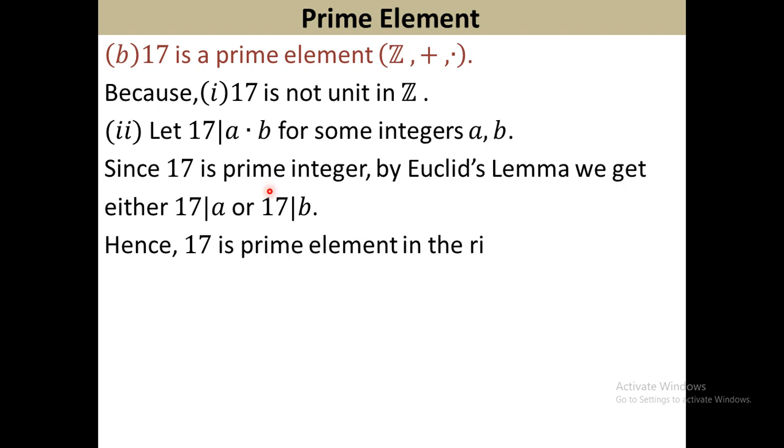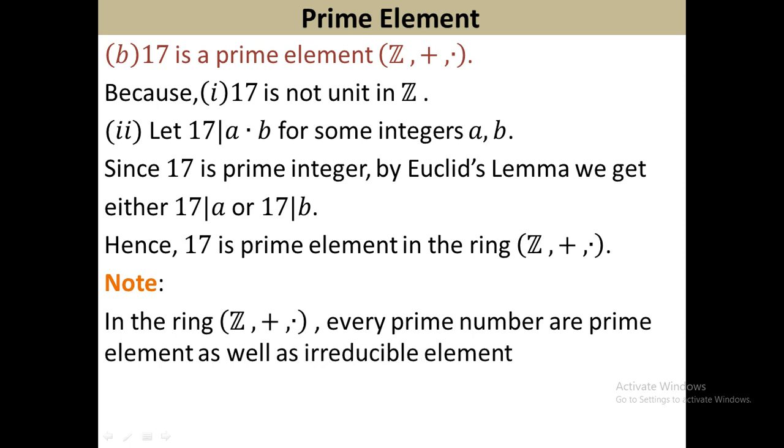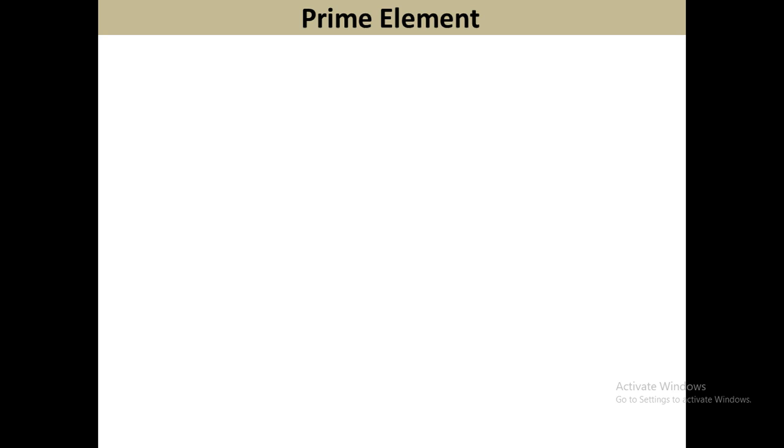Here I write prime element, and this is prime integer. So you see that in Z every prime integer is a prime element and an irreducible element. Actually there is a relation between prime element and irreducible element. In an integral domain every prime element is an irreducible element, but the converse is not true. The theorem is proved in the next video, and there are some other videos also. However, I will go to the next example.